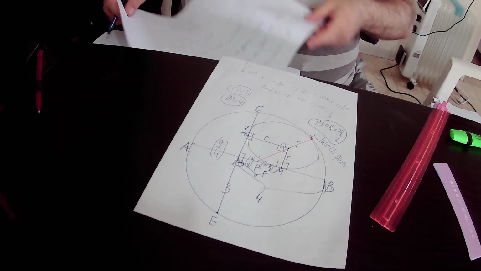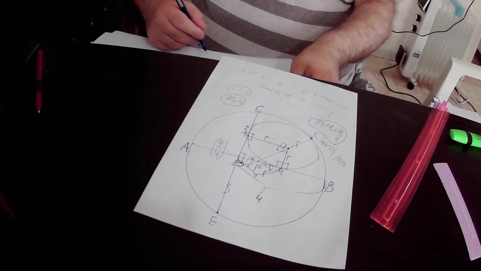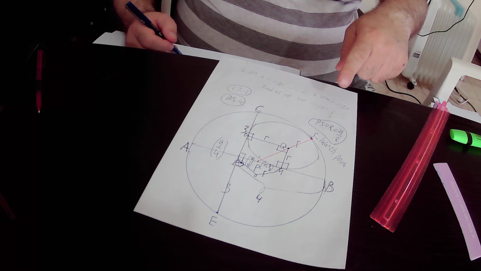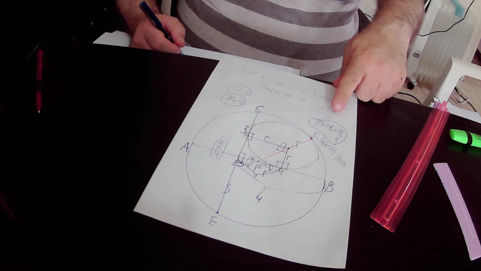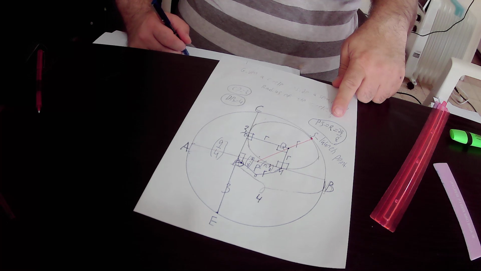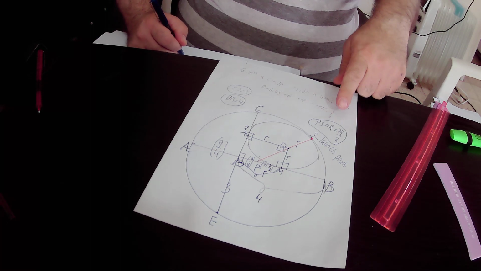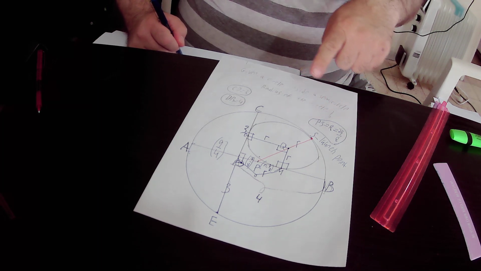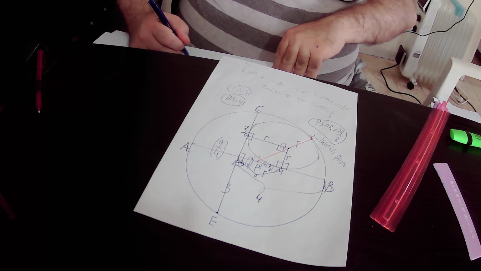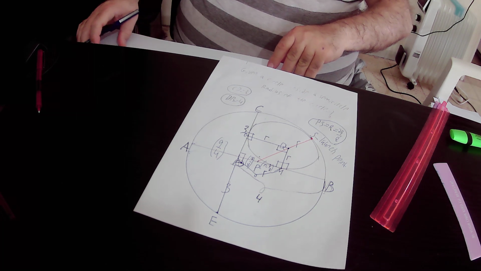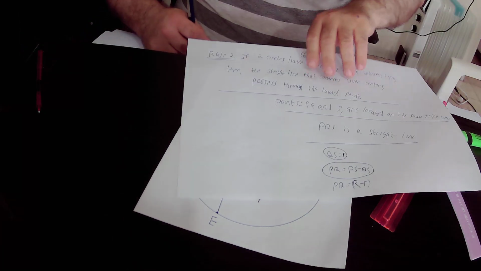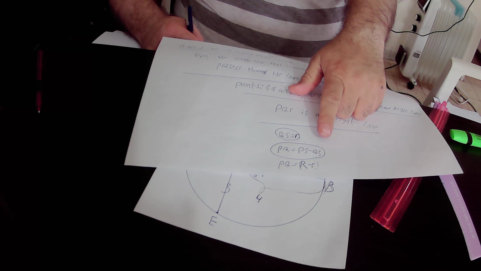But we've already found out that PS equals capital R. So we substitute PS by capital R, that is actually the radius of the big circle, minus QS. We already found out that QS equals small r, it is the radius of the small circle. So in conclusion, we found out that PQ equals capital R minus small r.